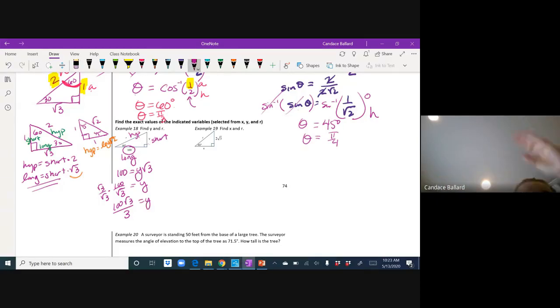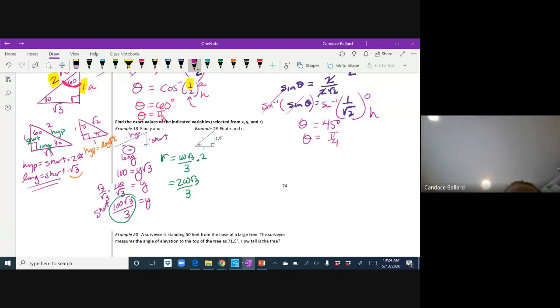All right. Then I've got to find my hypotenuse. Now that I know this is the short leg, I'm going to use this formula here for the hypotenuse. So my hypotenuse, which right now has an R on it, equals my new value for my short leg, 100 square root of 3 over 3, times 2 for the short leg, or 200 square root of 3 over 3.